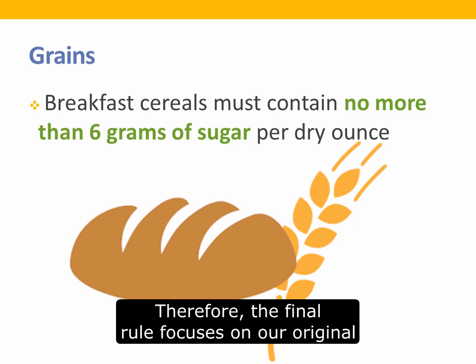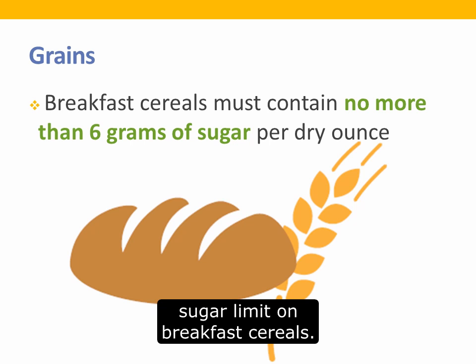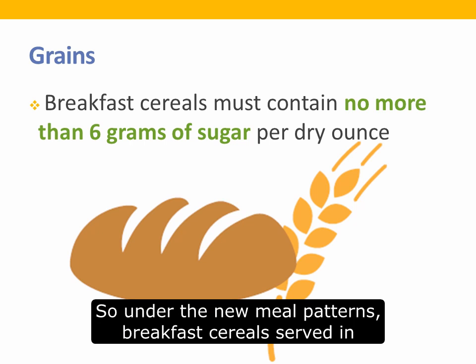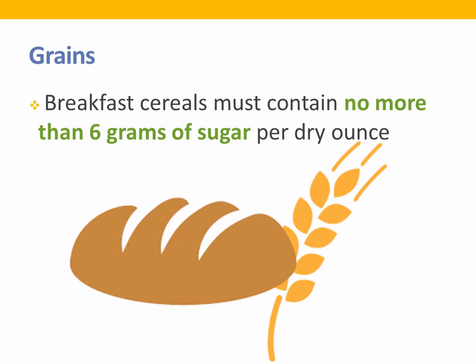Therefore, this final rule focuses on our original intention of reducing added sugars and only adopts WIC's sugar limit on breakfast cereals. So under the new meal patterns, breakfast cereals served in CACFP must contain no more than 6 grams of sugar per dry ounce.